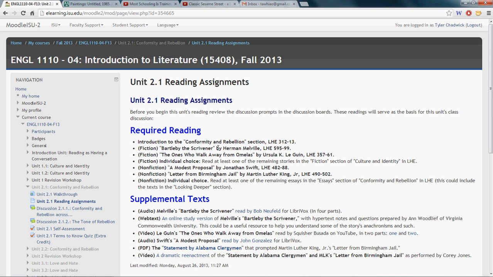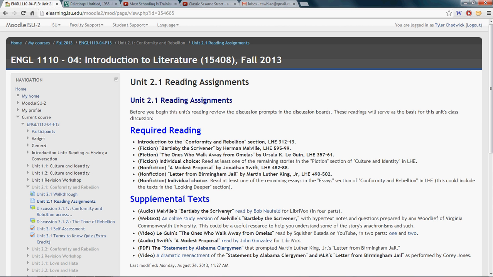The essays for this week are A Modest Proposal by Jonathan Swift, which you may have read before, and also A Letter from Birmingham Jail, which you also may have read before. Again, we have individual choice, so you can decide what else you would like to read, another short story and another essay. And I've also included supplemental texts per usual. I encourage you to take a look at these because they can help expand your understanding of the required reading.